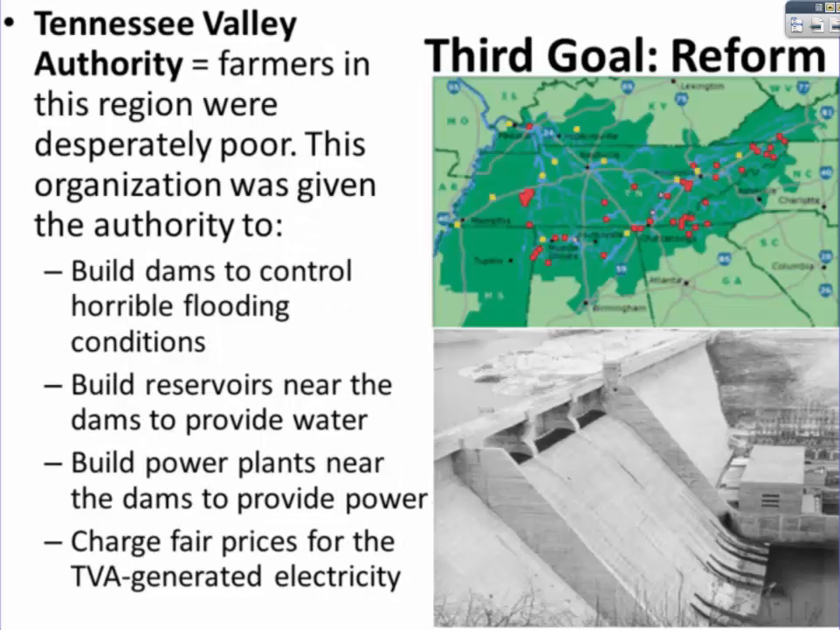The Tennessee Valley Authority. Farmers in this region are very desperately poor. This organization was given the authority to build dams to control flooding. This would kind of tie into the Civilian Conservation Corps. It also built reservoirs near these dams to provide water, and power plants near the dams to provide power to the Tennessee Valley. The prices for TVA-generated electricity were very, very low and affordable to the average person.